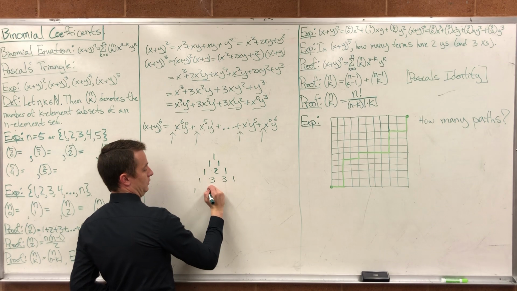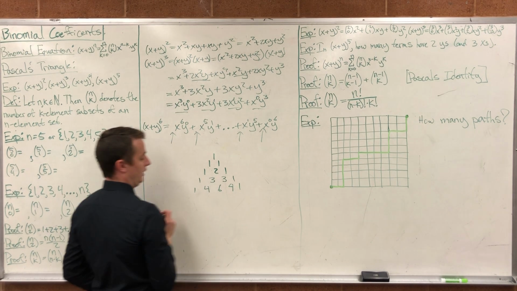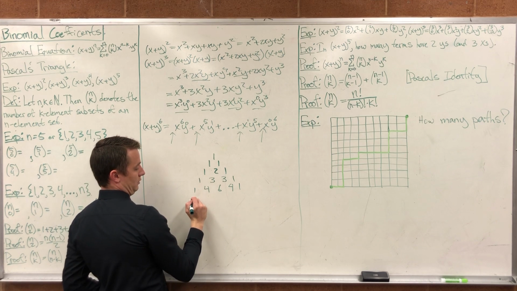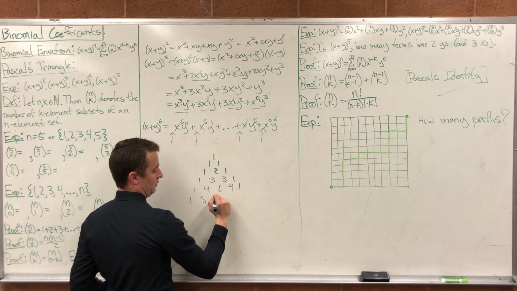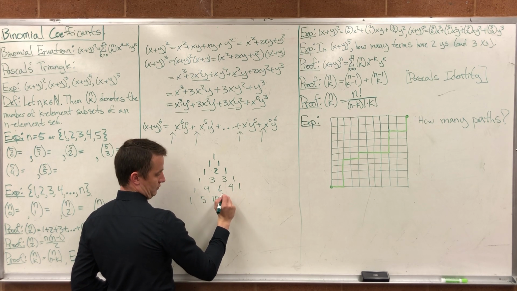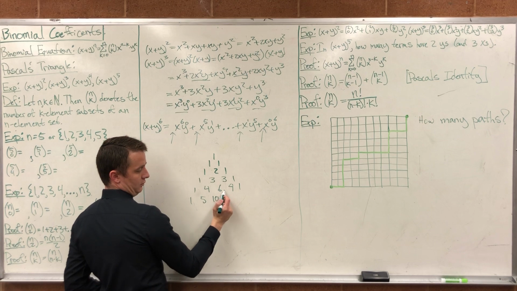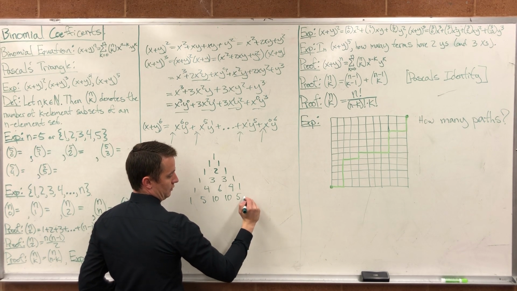1, 4, 6, 4. Alright, Hayden, what's the next row? 1, 5, 10, 10, 5. Perfect.